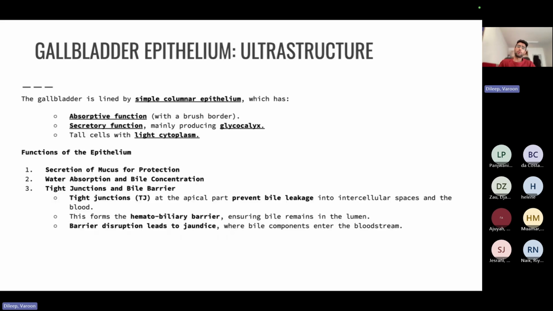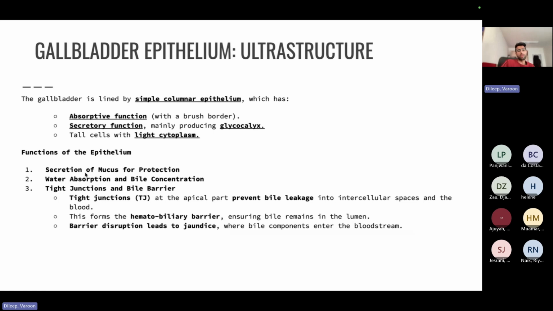Now, when we talk about the functions of the gallbladder, it is involved in the storage of the bile, increasing the concentration of the bile, as well as the release of the bile. As I said before, it is lined by the simple columnar epithelium, which has an absorptive function with the brush border, as it absorbs water from the bile to increase its concentration, and then it has a secretory function. As I said, the characteristics are tall cells with light cytoplasm.